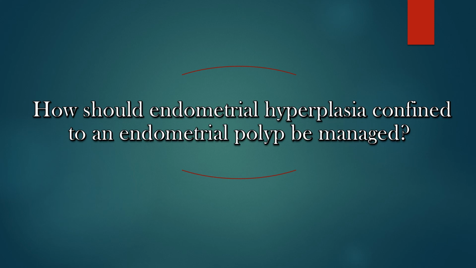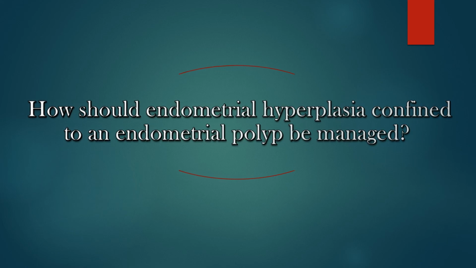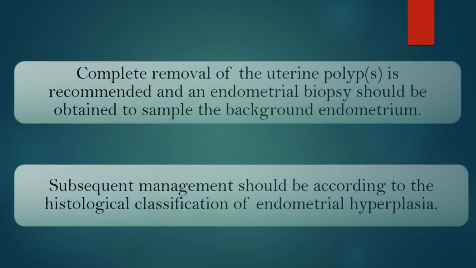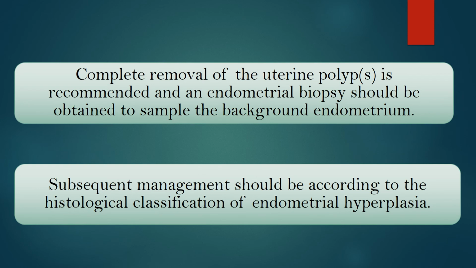How should endometrial hyperplasia confined to an endometrial polyp be managed? Complete removal of the uterine polyp or polyps is recommended, and an endometrial biopsy should be obtained to sample the background endometrium. Subsequent management should be according to the histological classification of endometrial hyperplasia.